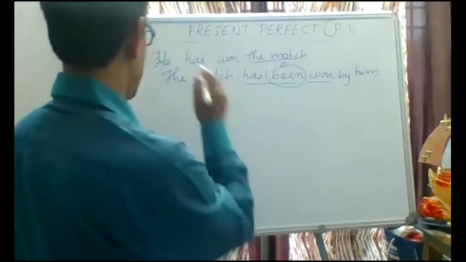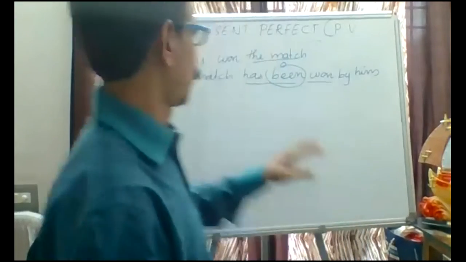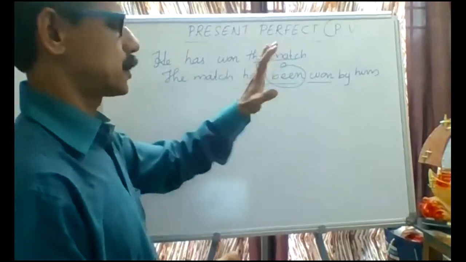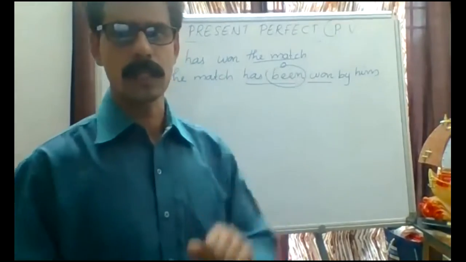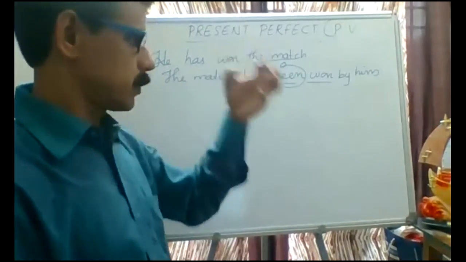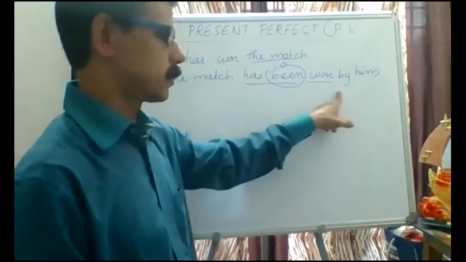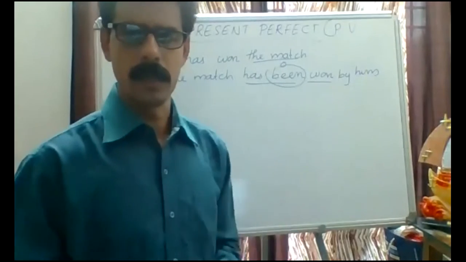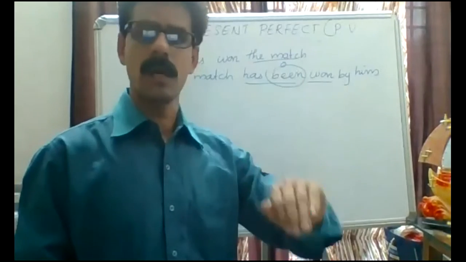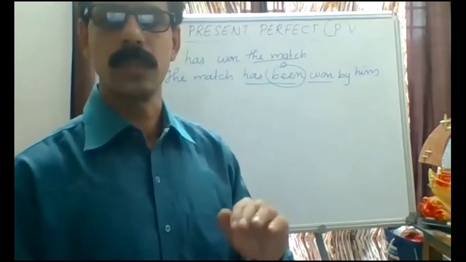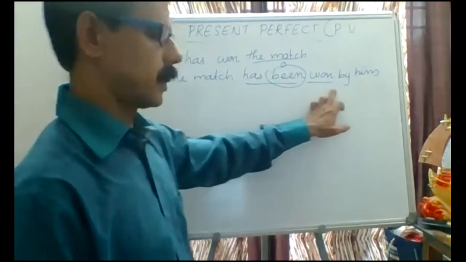Okay. Then the same sentence we can transform into negative. You know what the negative is? He has won the match. Negative is he hasn't won the match. So the same sentence again, changing into passive: The match hasn't been won by him. Hasn't is already given in the sentence, so in the passive answer also we must use hasn't. So hasn't been. The match has not been won by him.